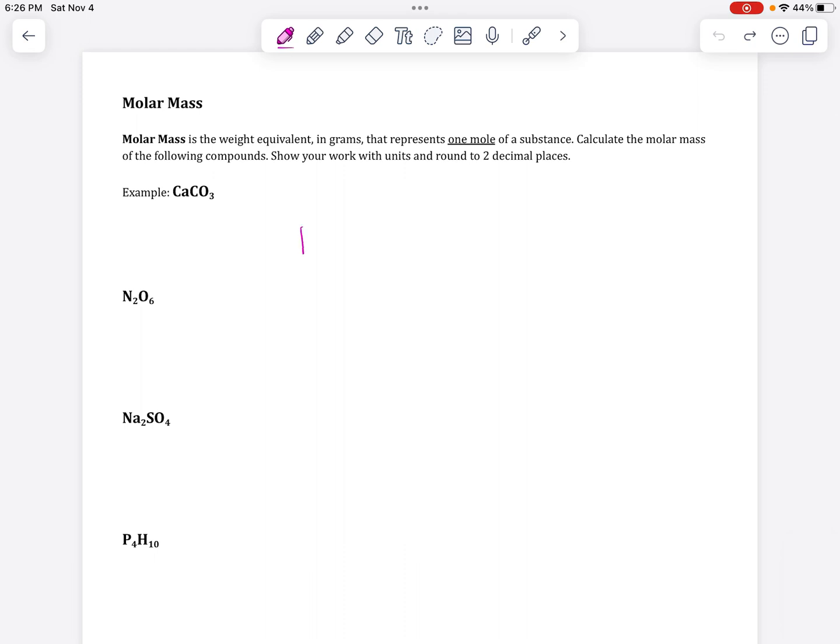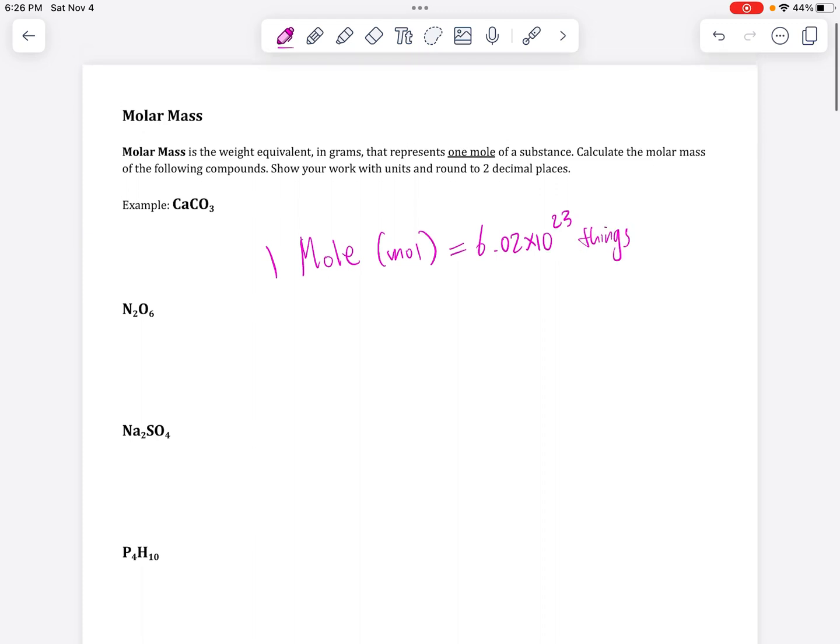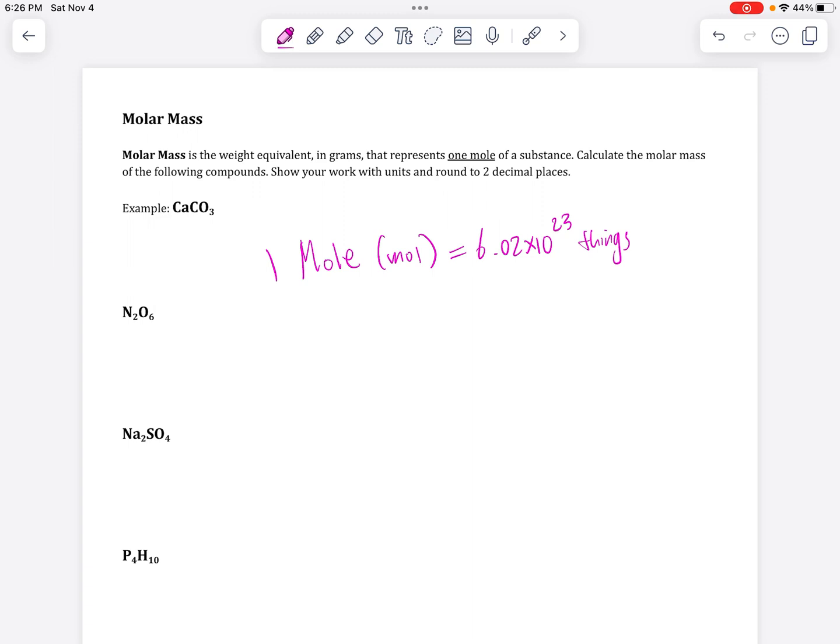So 1 mole, sometimes abbreviated as mol, is 6.02 times 10 to the 23 many things. Now, I call this a scientist's dozen.